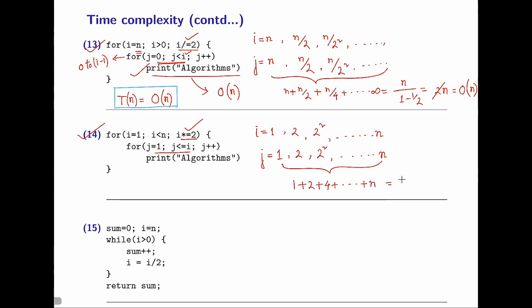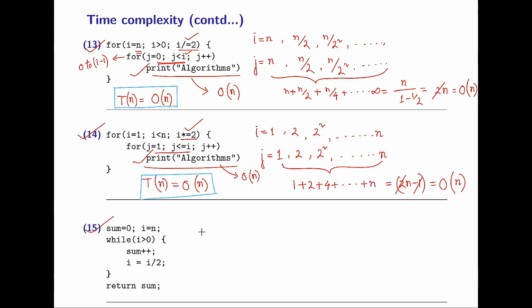If I find the summation, I will get 2n minus 1. If I find this out in terms of asymptotic notations, I will just write n, discarding all other constants and lower order terms. So what is the time complexity for this one? This print statement is going to run for big O of n times. So it is also T(n) equal to big O of n. So this is the answer.